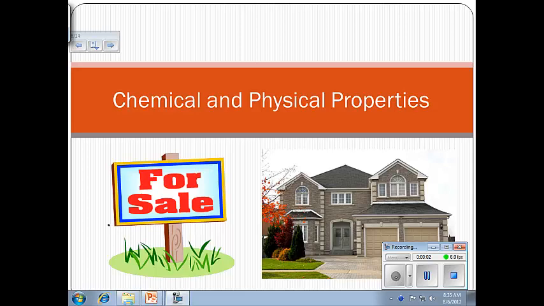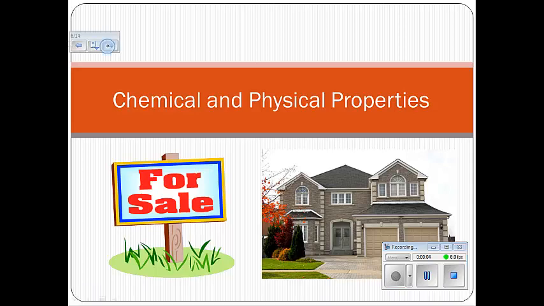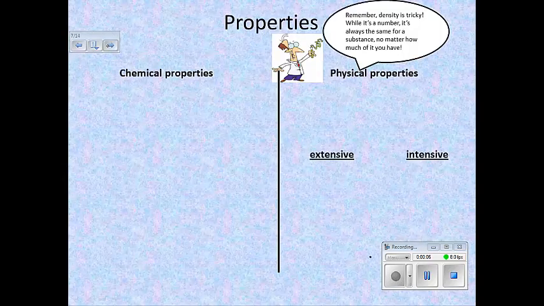Alright, this video is over chemical and physical properties. This is an important chapter because throughout the year you're going to be told certain things about certain chemicals, and you're going to have to be asked if they are chemical or physical properties, and then you're going to be asked to interpret results based on those properties. So make sure you understand the difference between these two forms of properties.